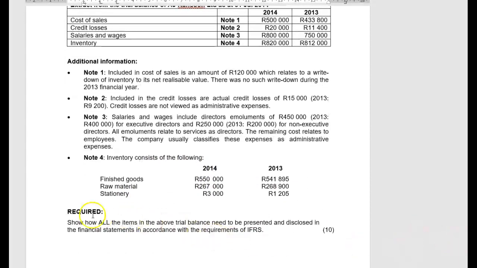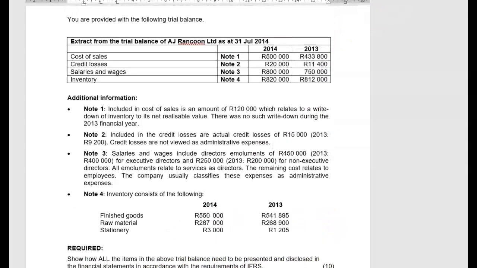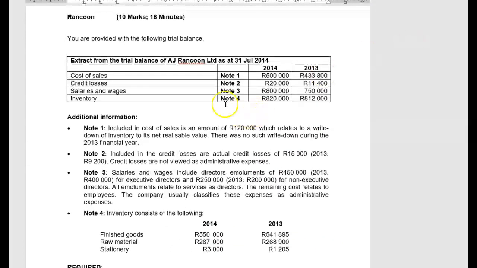What they want from us is to show all the items in the above trial balance, how it should be presented and disclosed in the financial statements in accordance with the requirements of IFRS, IAS 1, in other words. Good. So let's do the income statement first.